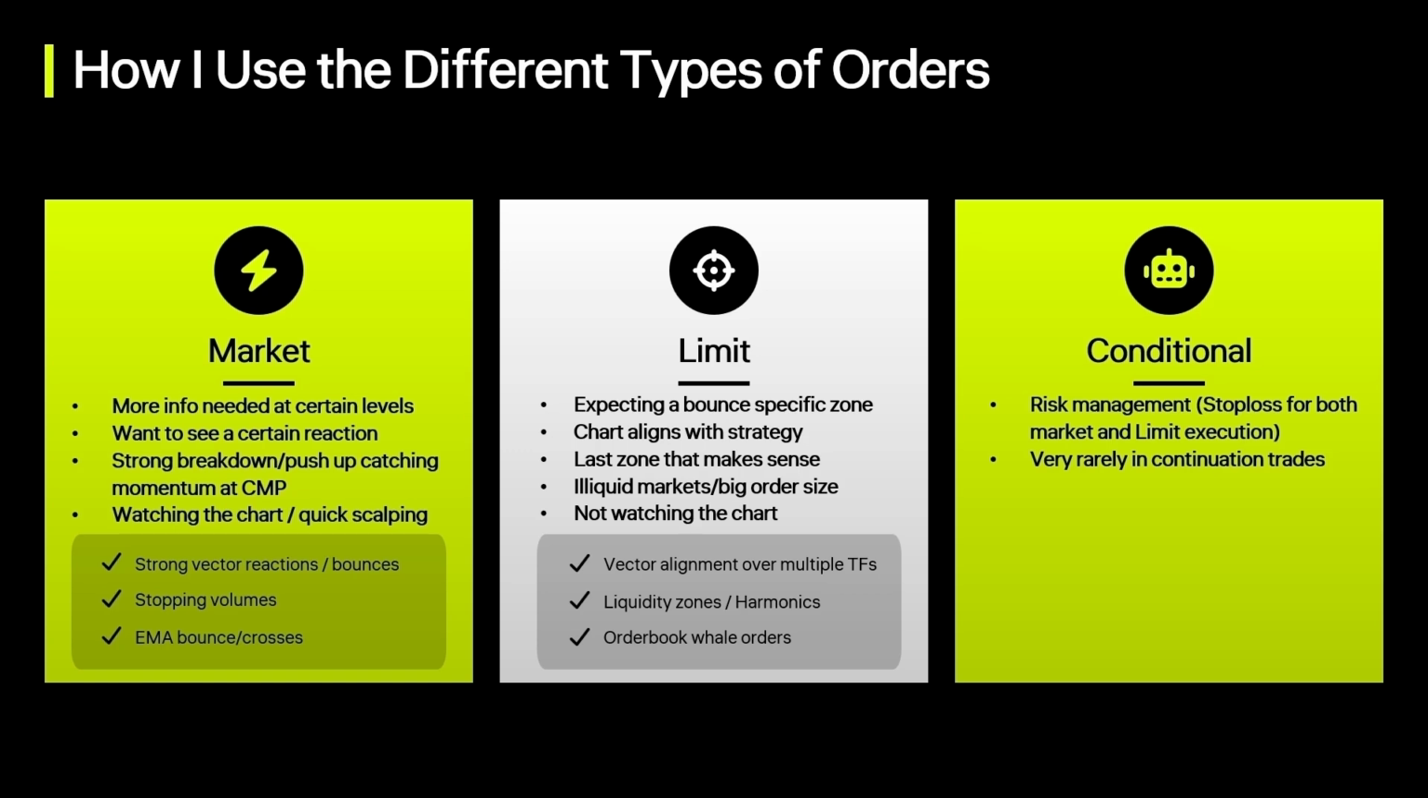Like I said earlier, I very rarely use conditional orders for entries, but when I do, it's usually for continuation trades on the higher time frame when I don't have access to the charts for a bit. For these types of orders, my main trading confluences are a vector continuation. Again, I very rarely use this. Or a higher time frame structure break and consolidation area break. So that was in a nutshell the three main types of orders.